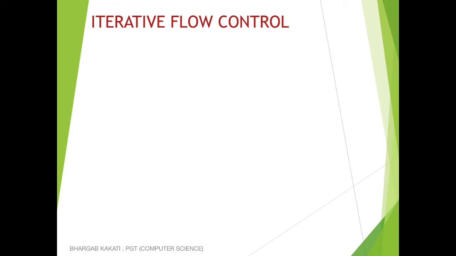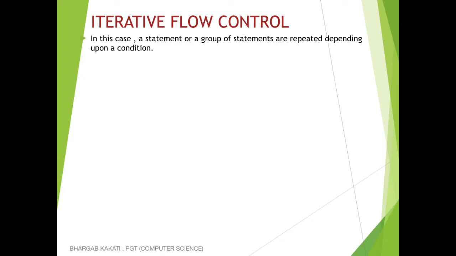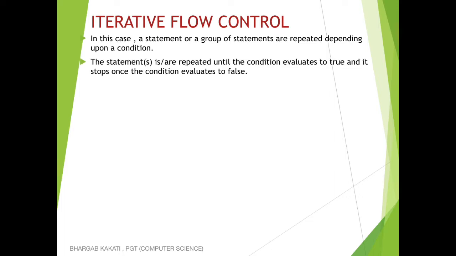So if such a situation occurs, then we'll take the help of iterative flow control in order to minimize the task upon the programmer and also to minimize the lines of code in the Python code. So in this case, a statement or a group of statements are repeated depending upon a condition. So the statements are repeated until the condition evaluates to true.